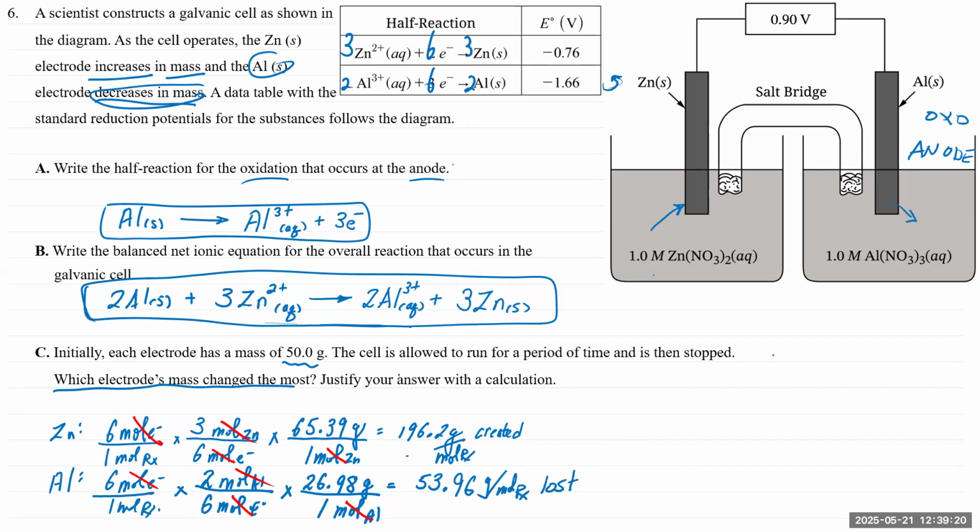Now we're looking at delta M, the amount that changed. So we understand that the zinc electrode mass changed the most.